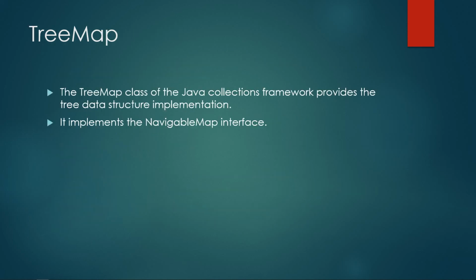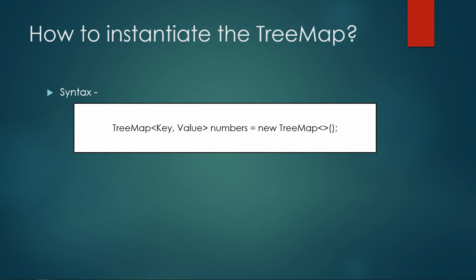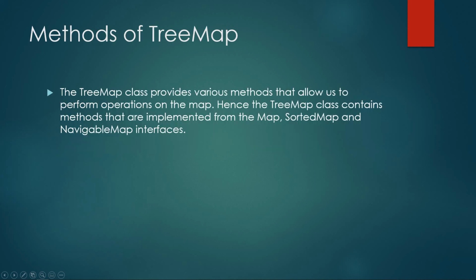So moving on to the tree map. The tree map class of the Java Collections Framework provides a tree data structure implementation. It implements a navigable map interface. So how to instantiate the tree map? Simply we create a variable of type tree map and we assign an object of type tree map to the variable.